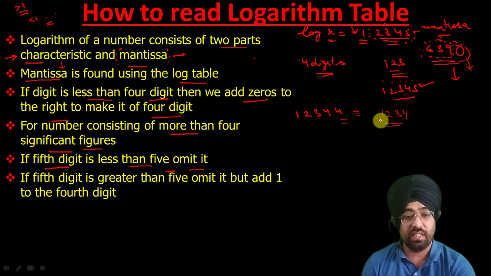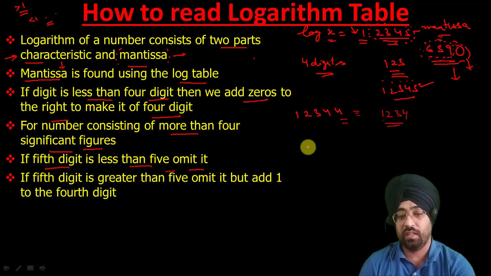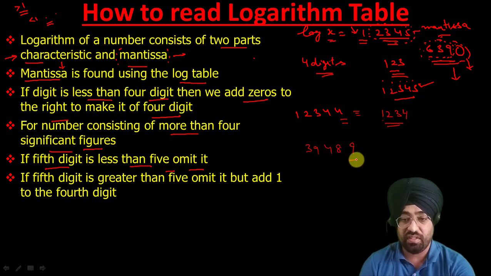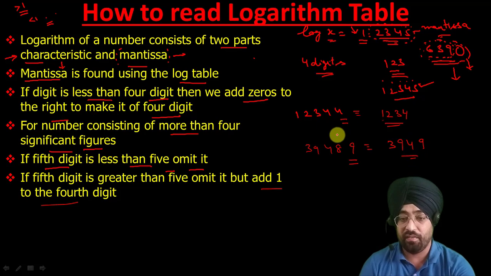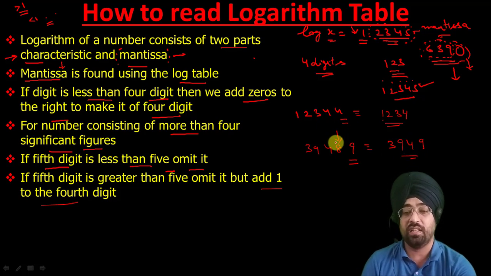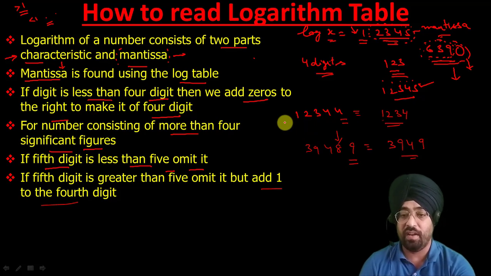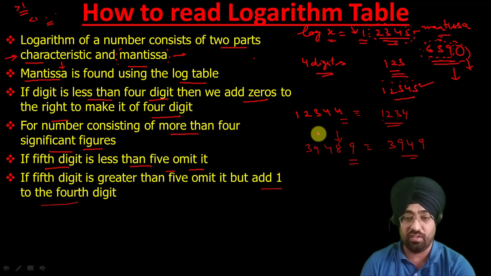Now, if the fifth digit is greater than 5, suppose the number is 3 9 4 8 9. This fifth digit is greater than 5, so we have to add 1 to the fourth digit. When we convert this into a 4-digit number, we will write 3949. We have added 1 to this fourth digit. That is how you convert a number which has more than 4 digits. We have to omit the last digits by following these rules.